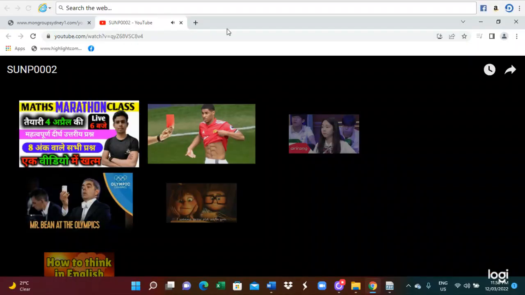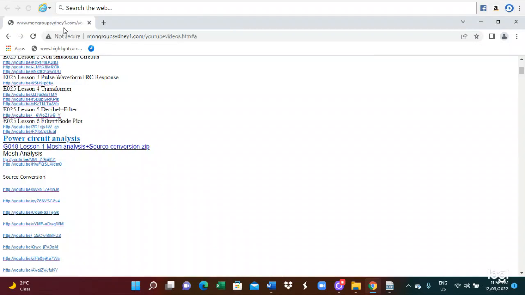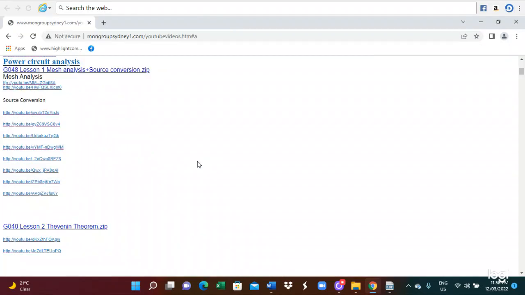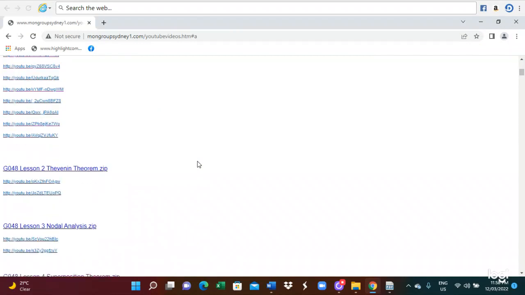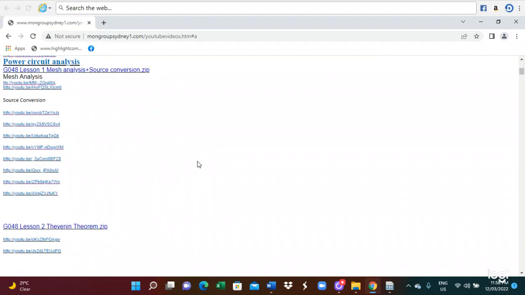So those are the calculations for mesh analysis and also the source conversion method. Those are some of the example lessons. You have to look at those examples and also view the video.